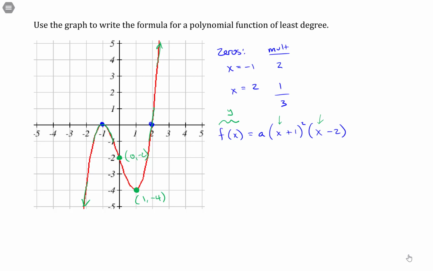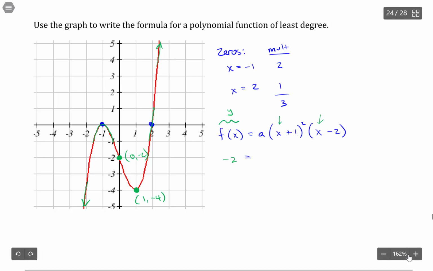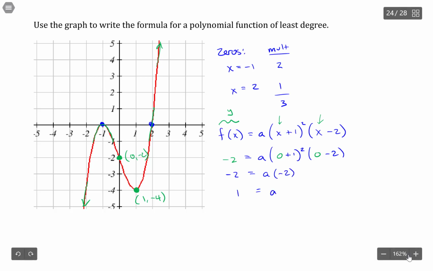So I'm going to go with the y-intercept because that leaves a 0 for the x value. So that means -2 is equal to some value a times 0 plus 1 quantity squared times 0 minus 2. And let's see what we get here. So -2 equals a times, this is just 1, so times -2, or a equals 1. So that means my polynomial is in fact just x plus 1 quantity squared times x minus 2.